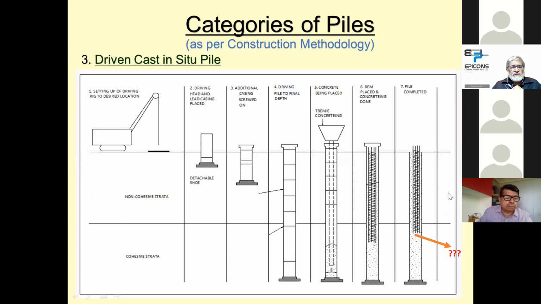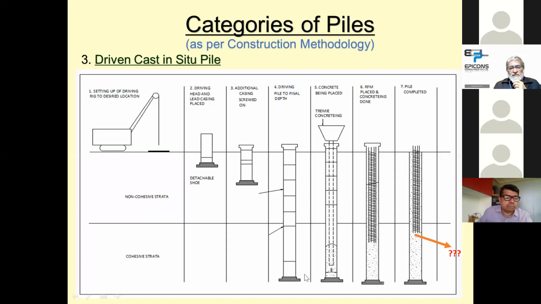Next, we go to driven cast in situ pile. So these piles are cast in situ, cast in place, but the liner is driven. So there is a driving shoe, there is equipment. On that driving shoe, the first casing is fit along with the head, and then it is driven inside. It can be in various pieces of 1.2 meter or 1.5 meter, or it can be one single piece if your equipment is permitting that kind of a height for driving.